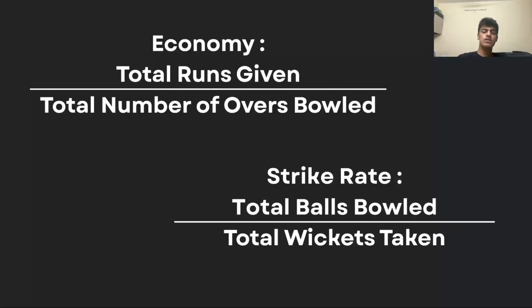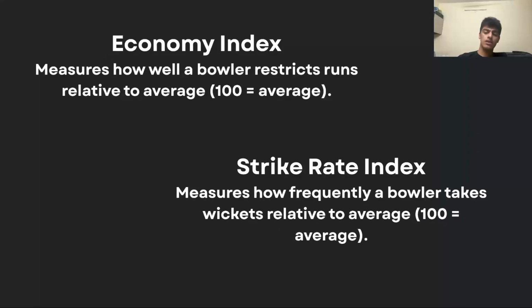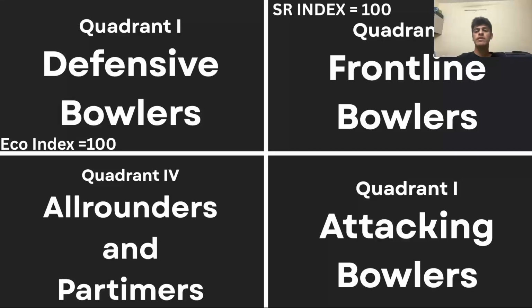So, adjusting for this, we get an economy index and a strike rate index. Some other things taken into account when calculating this are the quality of league that they're playing in, a little bit of a form factor that is brought in because it accurately represents how they are doing right now, also phase wise adjustments because of the issues that we talked about earlier. So, how we determine the balance of a bowling attack is using these quadrants.